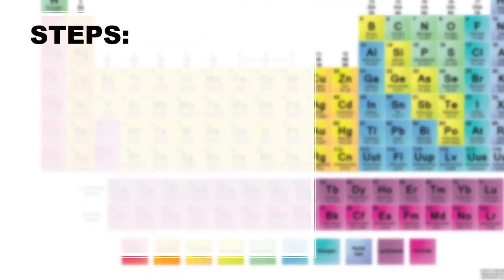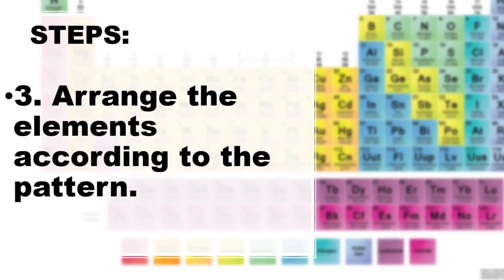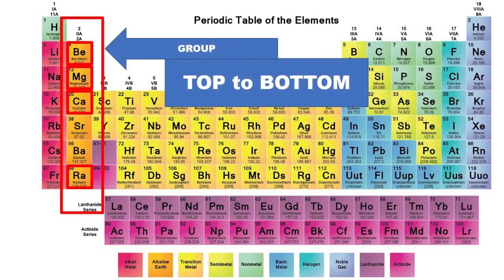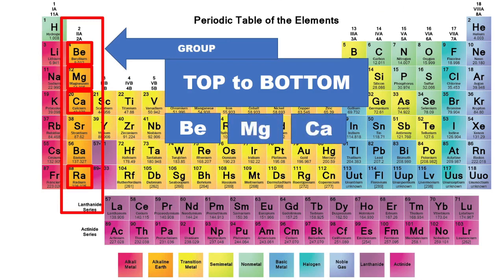Next, step number 3, arrange the elements according to the pattern. Alright, if we're going to arrange the given elements, the first element will be Be, Mg, Ca, and the last is Ra because the pattern is top to bottom, and that is increasing metallic property.